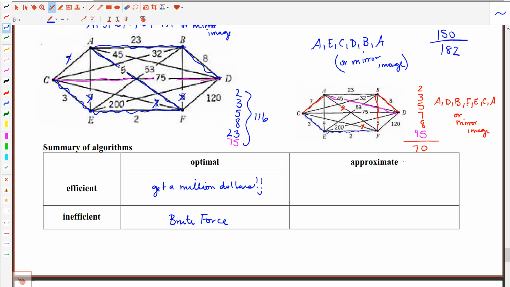But at that point in time you'd only know how close you are if you ran brute force on those vertices. Otherwise, if you're just going to look for an approximate solution, then you would be running these more efficient algorithms, and that's where we talked about nearest neighbor, and then repetitive nearest neighbor, or cheapest link.